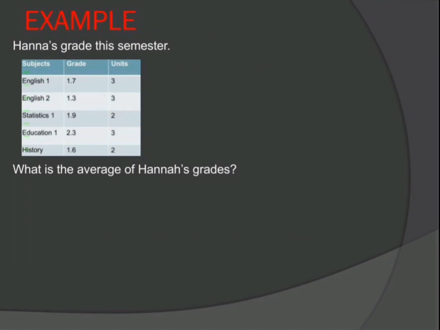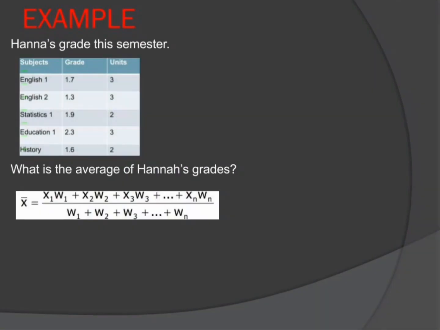For example, Hannah's grades this semester: subject English 1, grade 1.7, units 3. Subject English 2, grade 1.3, units 3. Subject Statistics, grade 1.9, units 2. Subject Education 1, grade 2.3, units 3. And the last one is History, grade 1.6, and units is 2. What is the average of Hannah's grades? So we're going to use this formula to find the average of Hannah's grades.